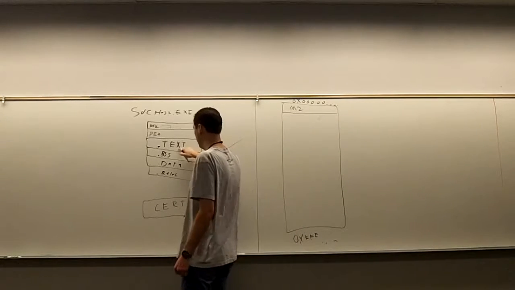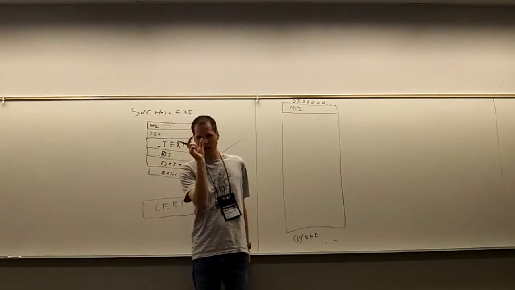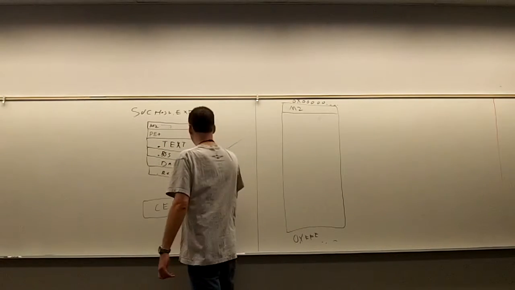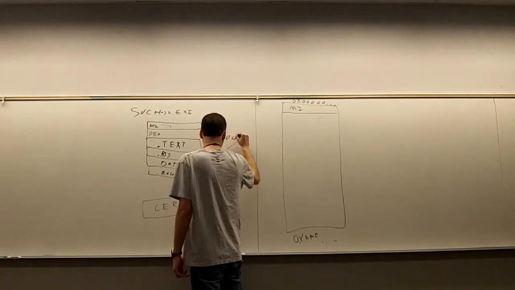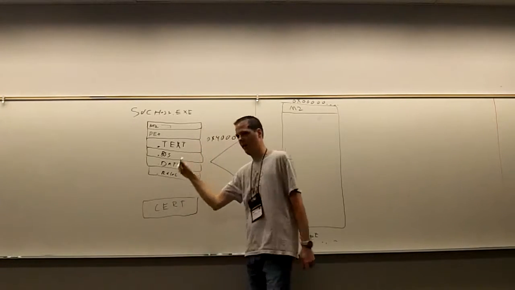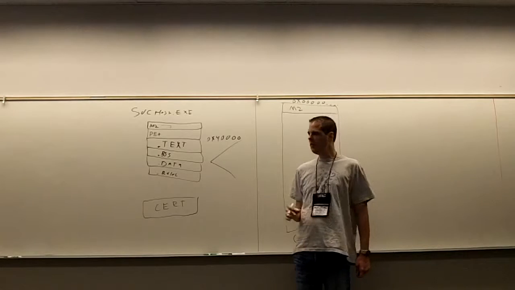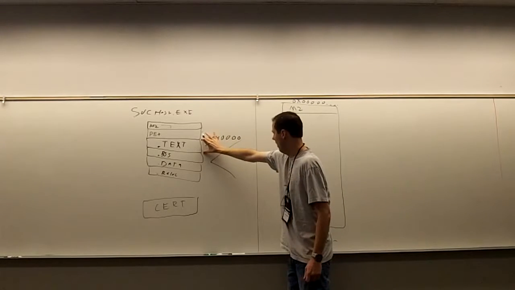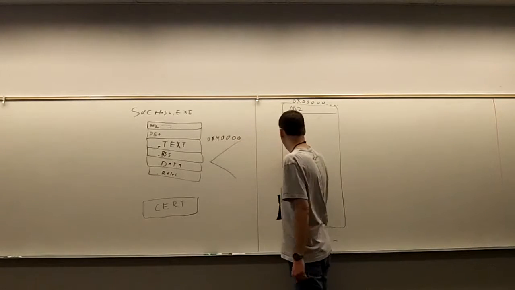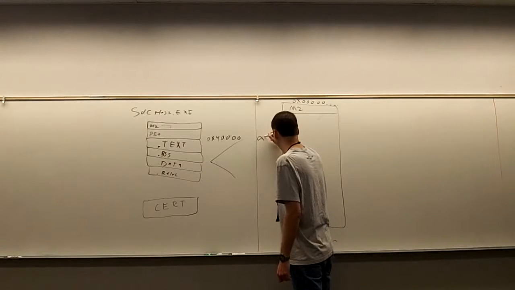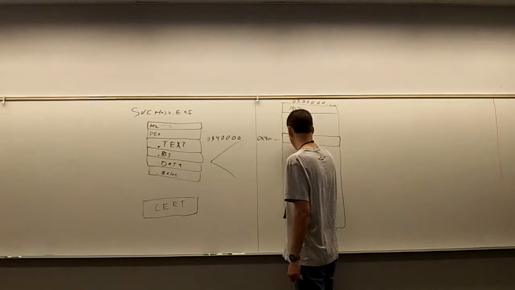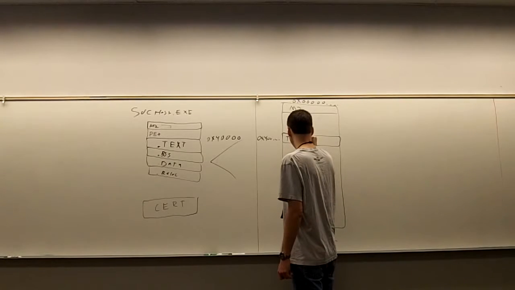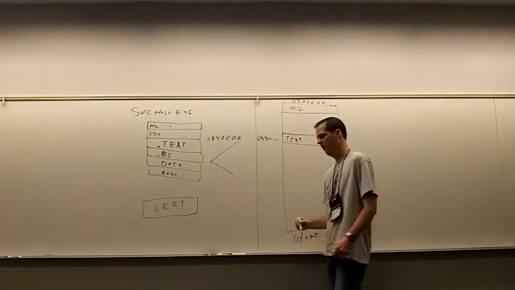The text section, or each one of these sections, has a base address, and it's typically something like 0x4 and then all zeros would be the typical base address for a text section. And so this section will get put at 0x4. You'll see the text section, and then you have the additional sections.